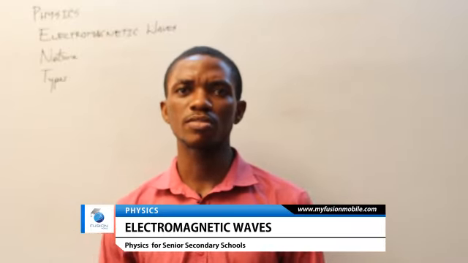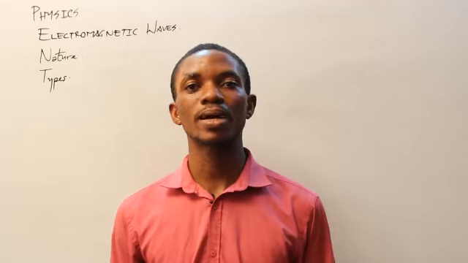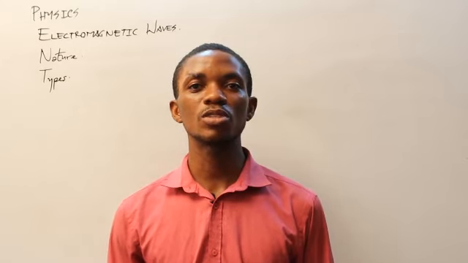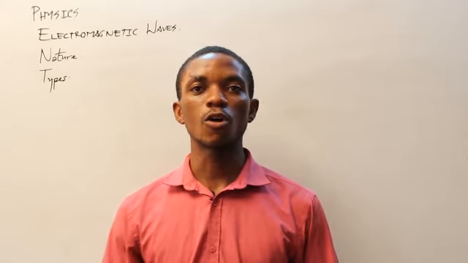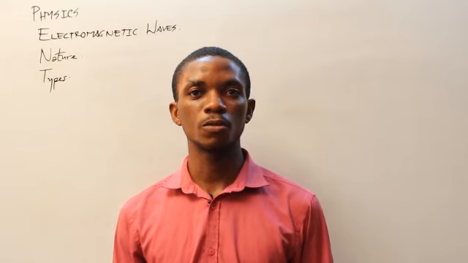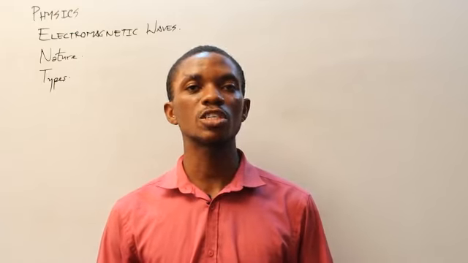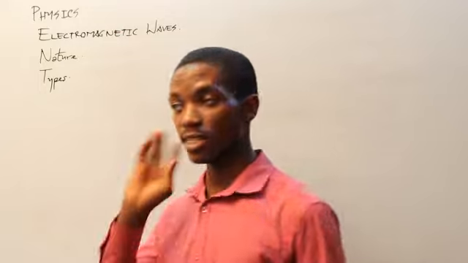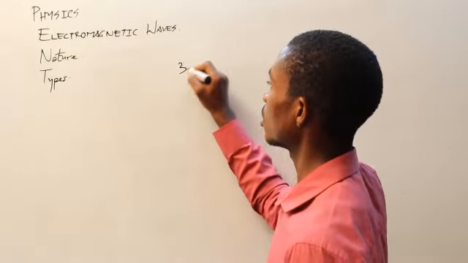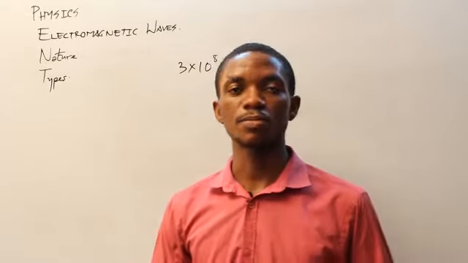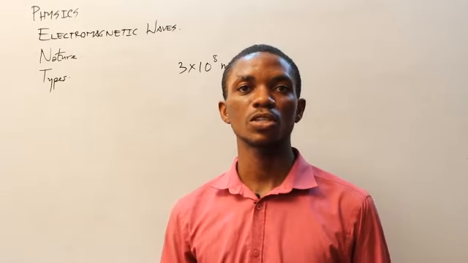What are electromagnetic waves? Electromagnetic waves are waves that are produced and transmitted via electromagnetic fields or induction. Well, there are a lot of waves that fall into this range, and they all have certain things that are common to them all. One of the things that is common to all of them is that they all travel at the same speed, which is the speed of light. The speed of light is given as 3 × 10⁸ meters per second. That's the speed at which the light from the sun reaches us here on the earth.